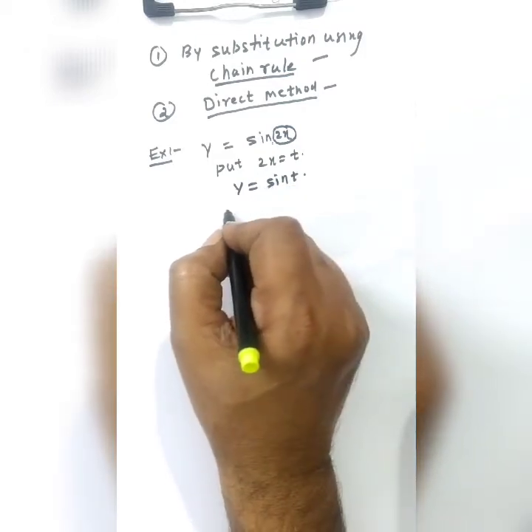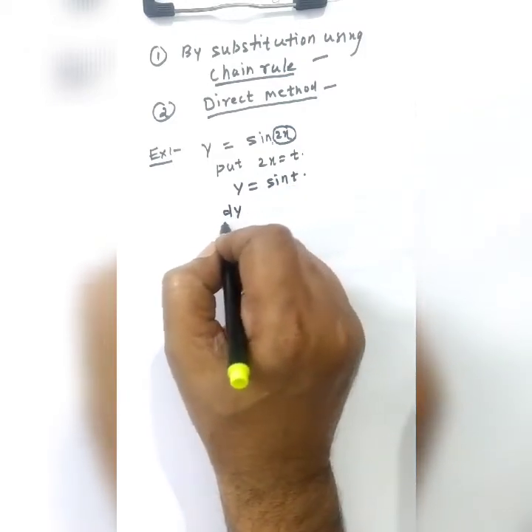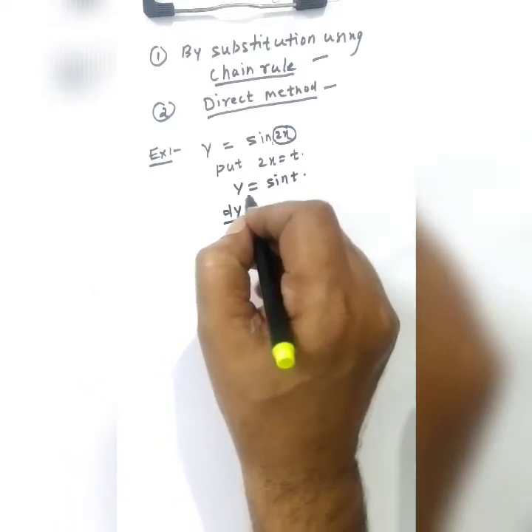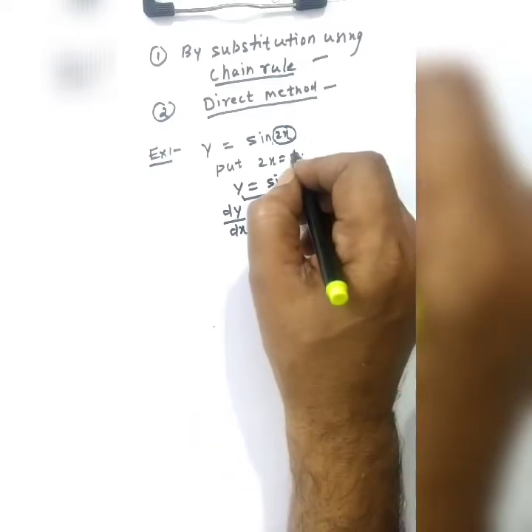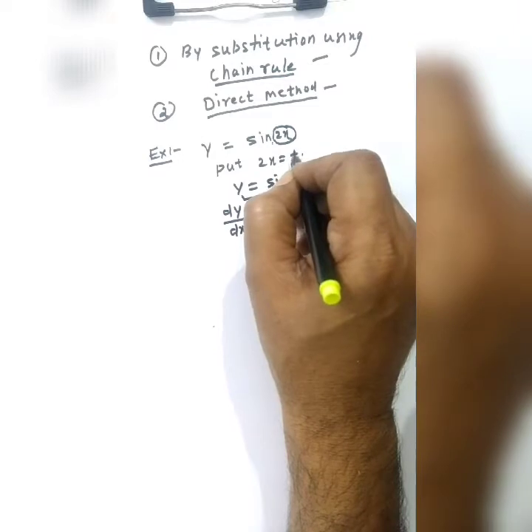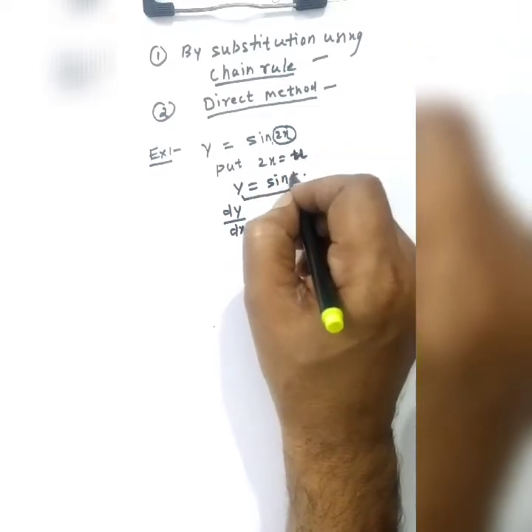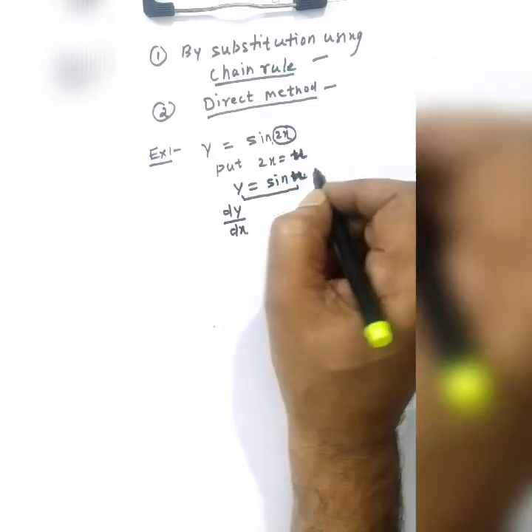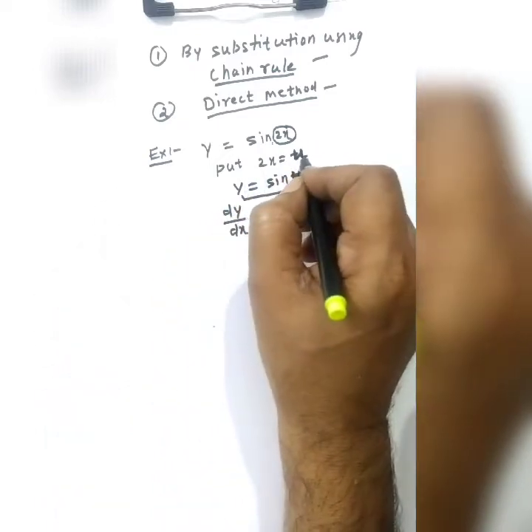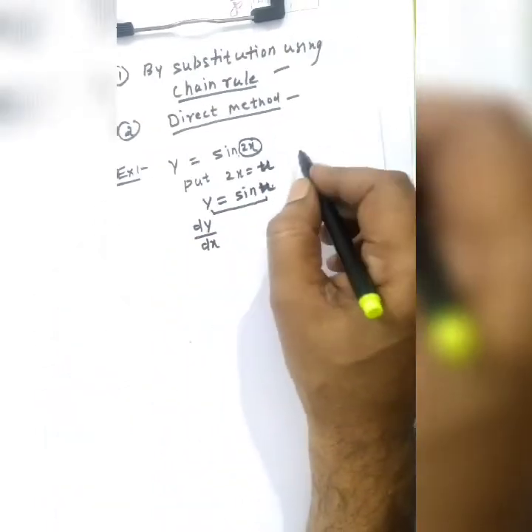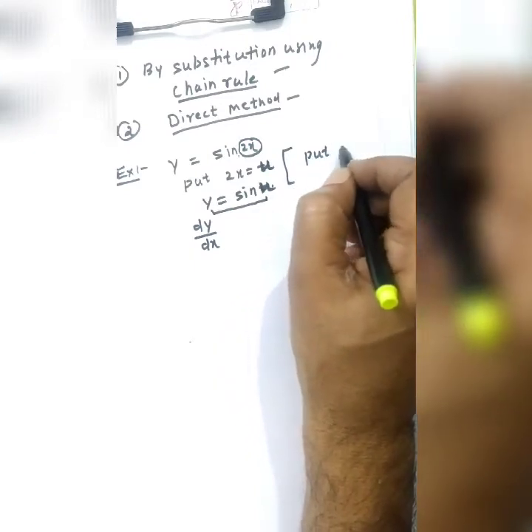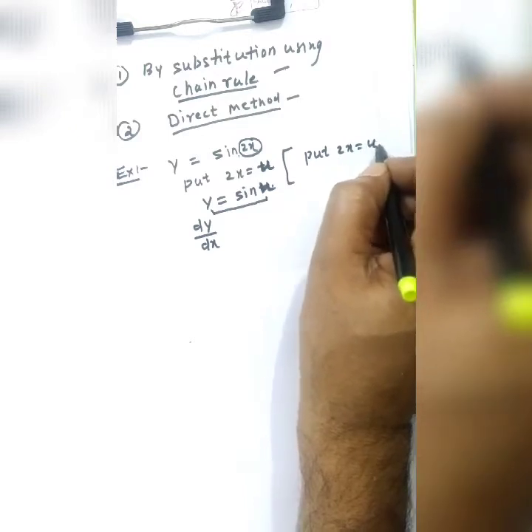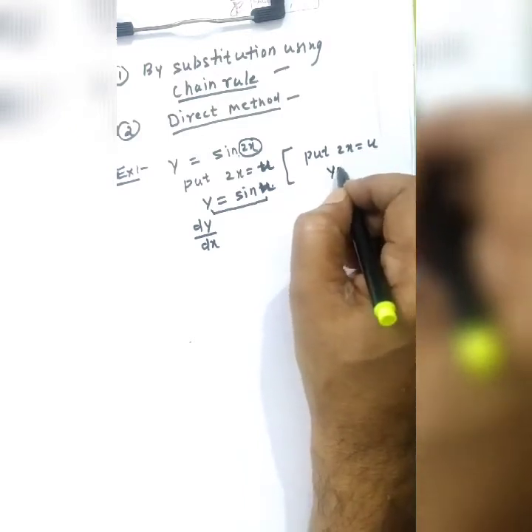Then I will write a formula here. That is, your dy by dx will be, first you have to differentiate y with respect to t, or we can take u, since generally we are using u. In integration we are using t. So I will take first 2x equal to u. Then y will be sin u. So I will write again here: I put 2x equal to u, so y equals sin u.